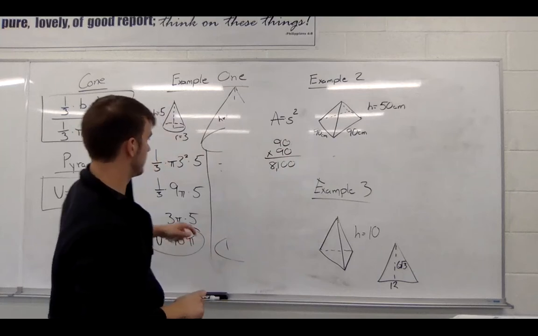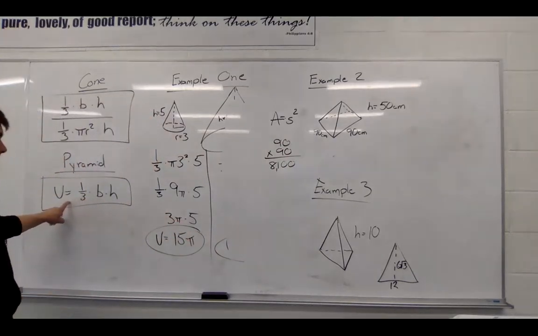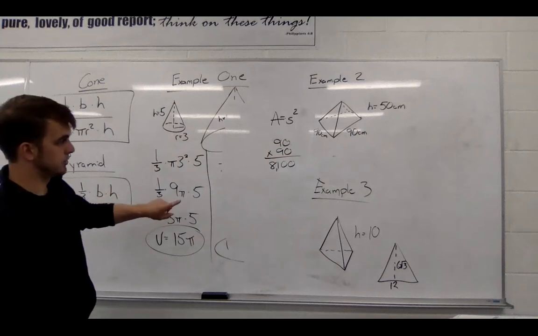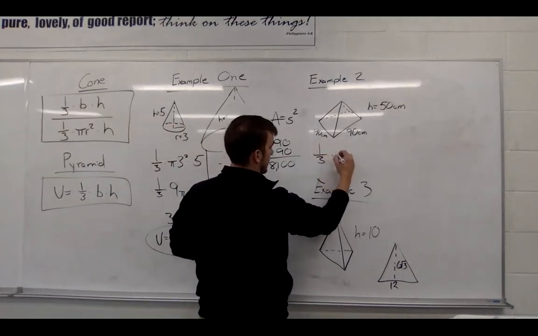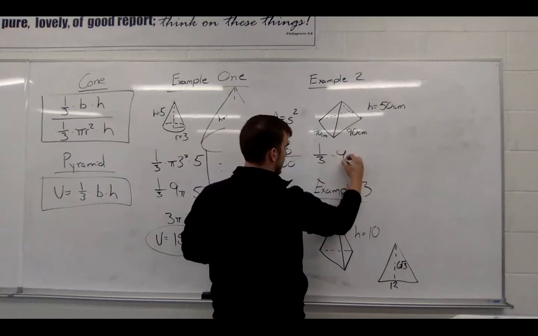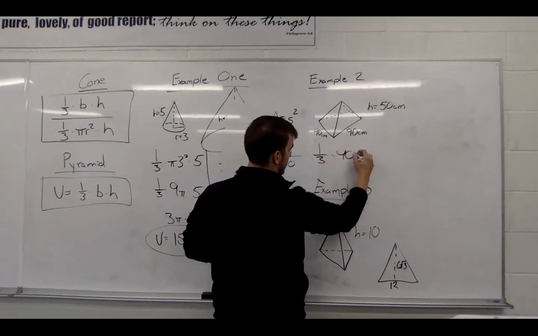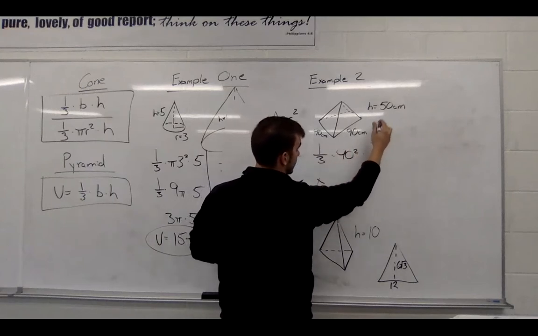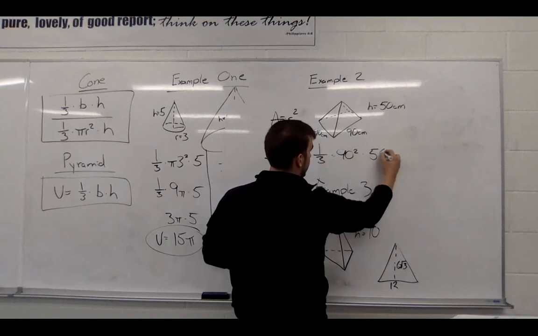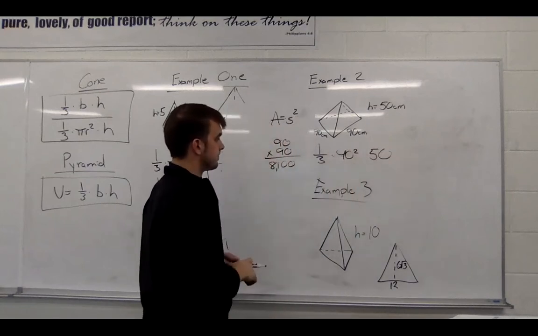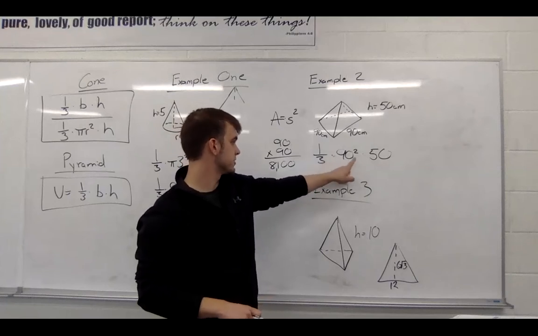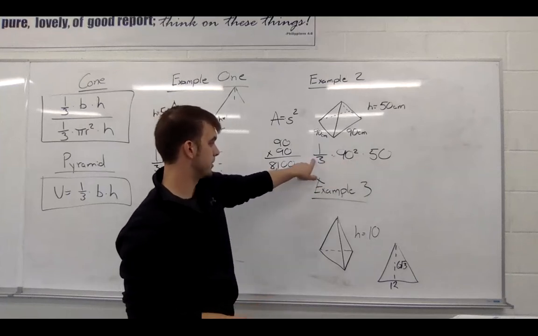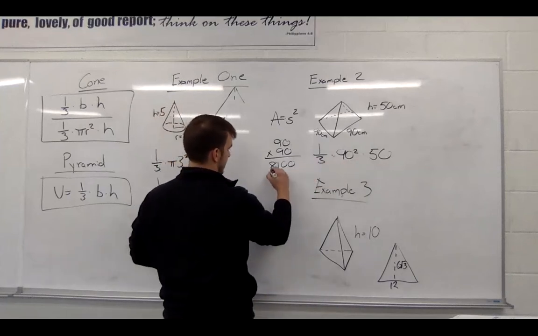Now, right here, you have 1/3 times the base times the height. So you have a choice here. If I write this as 1/3 times 90 squared times 50, you can figure this out at any time. So I figured out 90 squared first of all. Now I'm going to multiply that by 1/3, which is just dividing it by 3.